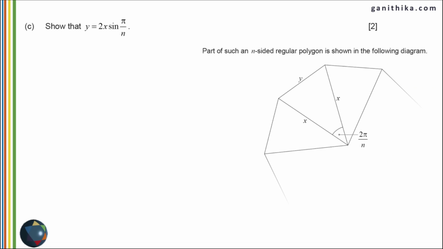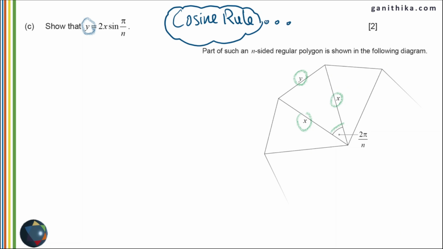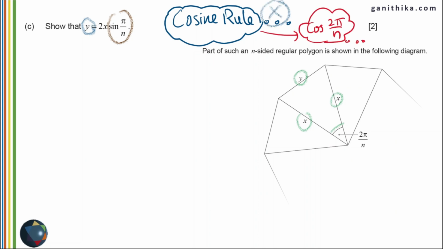The next question is asking you to write the side of the polygon in terms of x and n. When you look at the diagram, the y is here and x and the angles are here. So 3 sides and 1 angle is what you have. So you would think of going for cosine rule. But in cosine rule, you can notice that you will not get sine value, but you will get cos of 2 pi over n. It's not even pi over n, but you will get 2 pi over n.